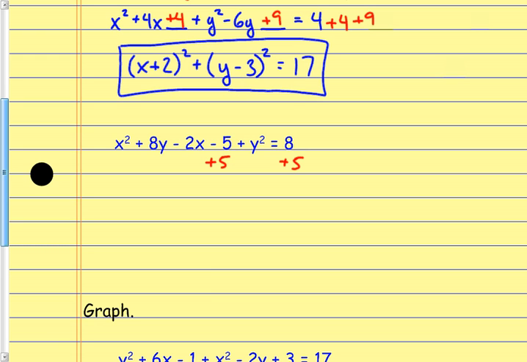So I'm going to write it as x squared minus 2x with a little space. So I put my x values together. Plus, I'll do the y squared plus the 8y with a little bit of space. So I'm just kind of gathering these things together, equals the 13.